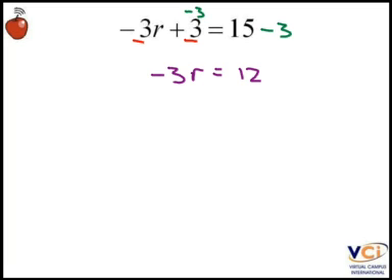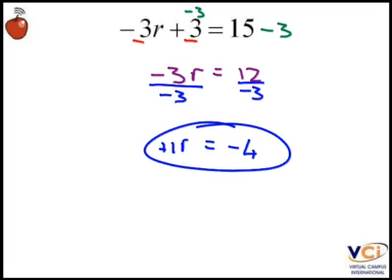Now we need to get rid of the minus 3 so that we can get plus 1r alone on the left hand side, and to do that we'll divide by minus 3, because minus 3 divided by minus 3 is equal to plus 1r, which is exactly what we're looking for. And we just need to remember to do the same on the other side. 12 divided by minus 3 is equal to minus 4. So the solution to that equation is r is equal to minus 4.